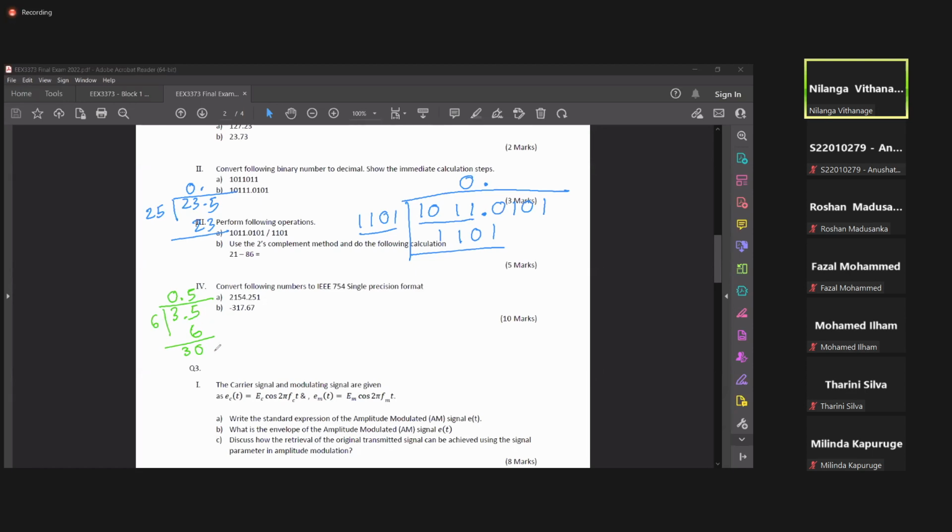No, 6 by 6 is 30. So you have 5, right? Remainder is 5. Then 5 again, you cannot divide by 6. You have to put 0. Then 50. This can be divided by 6. This is 30.